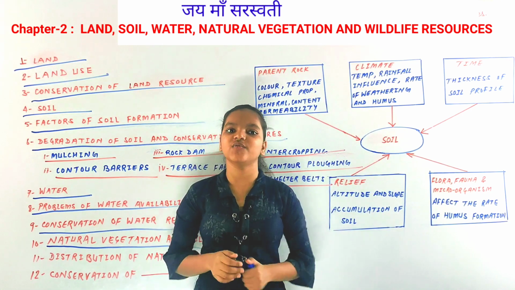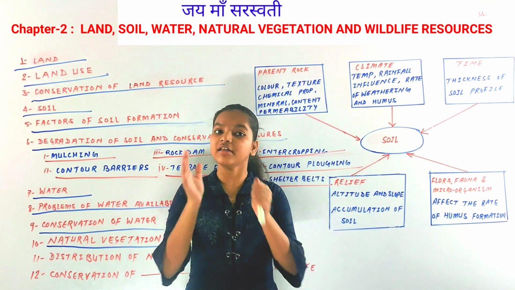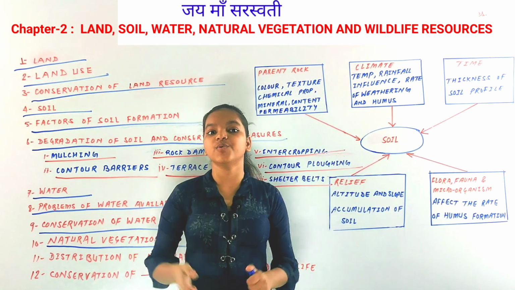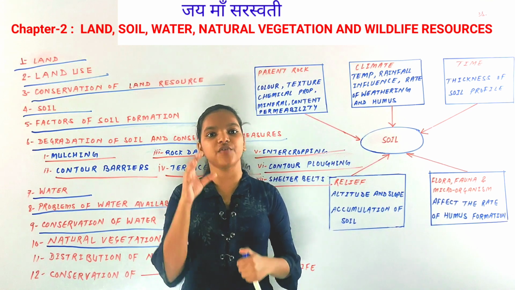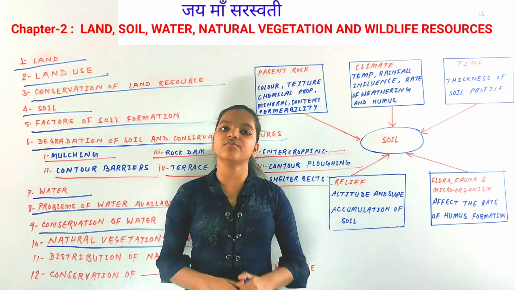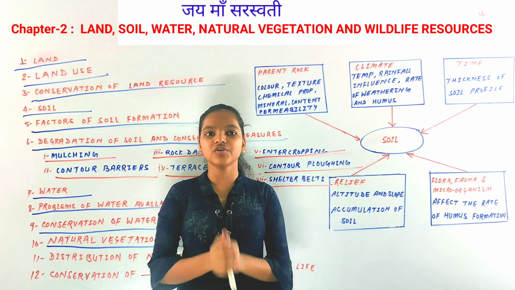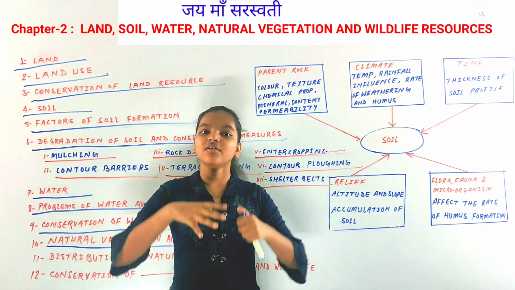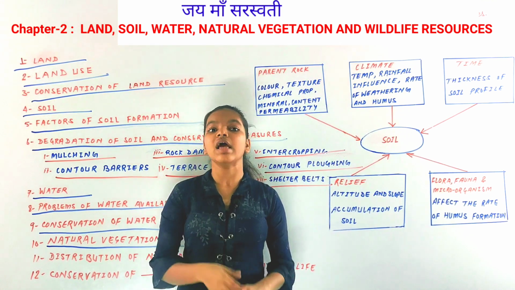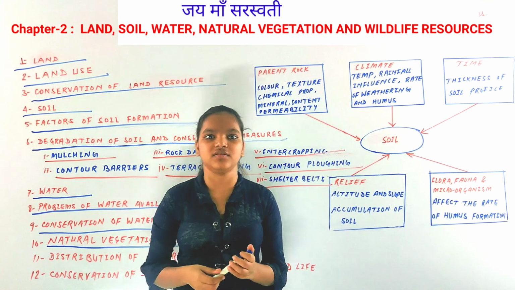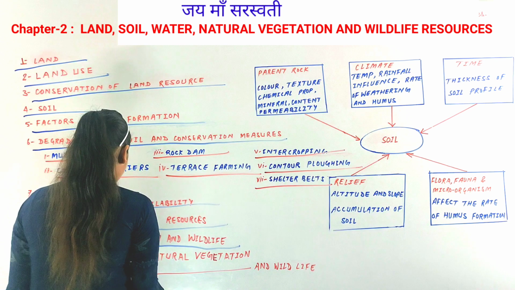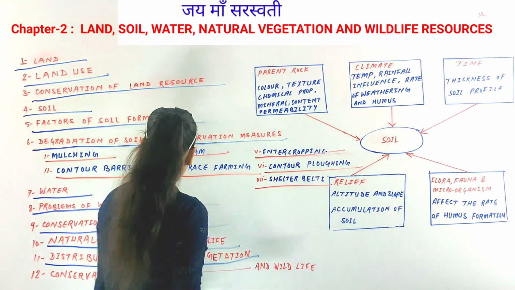So both natural vegetation and wildlife are very important resources. We need them. Plants and animals both are very useful. If there is furniture in your house that is made from wood, then where does it come from? It comes from plants, trees. So there is a very urgent need to save them, to conserve our natural vegetation and our wildlife resources. Our next topic is distribution of natural vegetation.